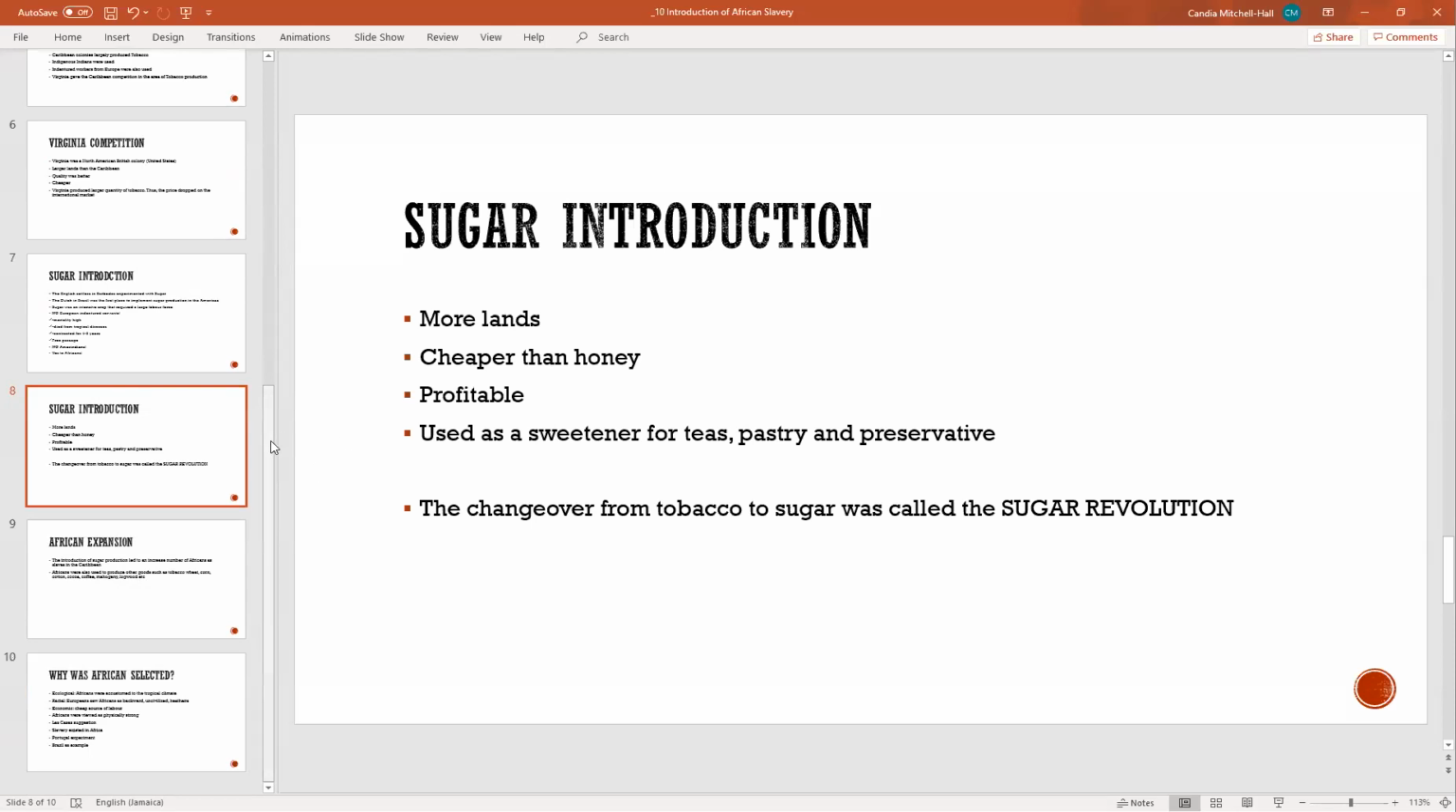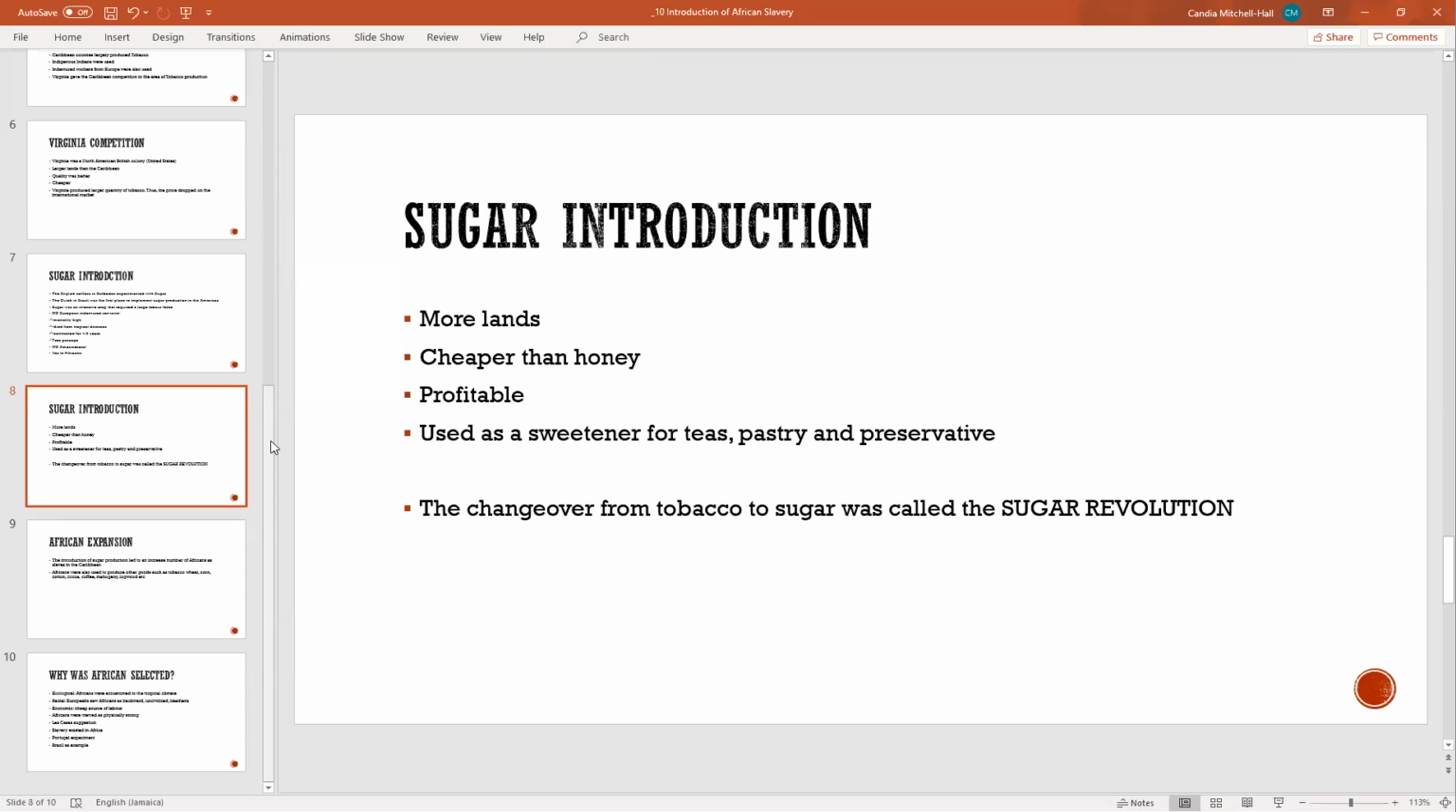Anyone want to help out? Sir, they had competition from Virginia, and they noticed their tobacco production wasn't as good as Virginia's, and it wasn't profitable for them. Thank you very much. So one of the main reasons for the change over from tobacco to sugar was that they received competition from Virginia. One of the reasons for the competition was that Virginia had much more land.